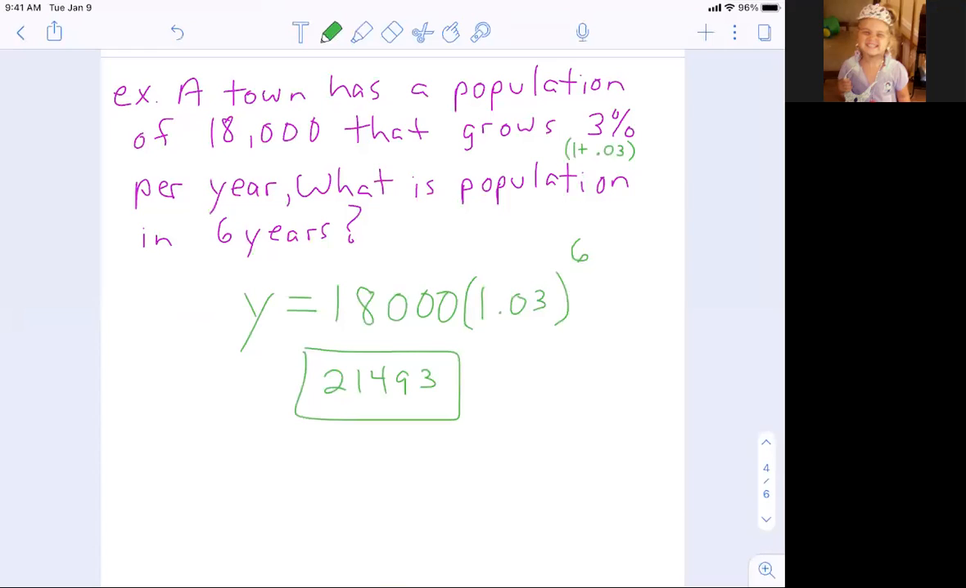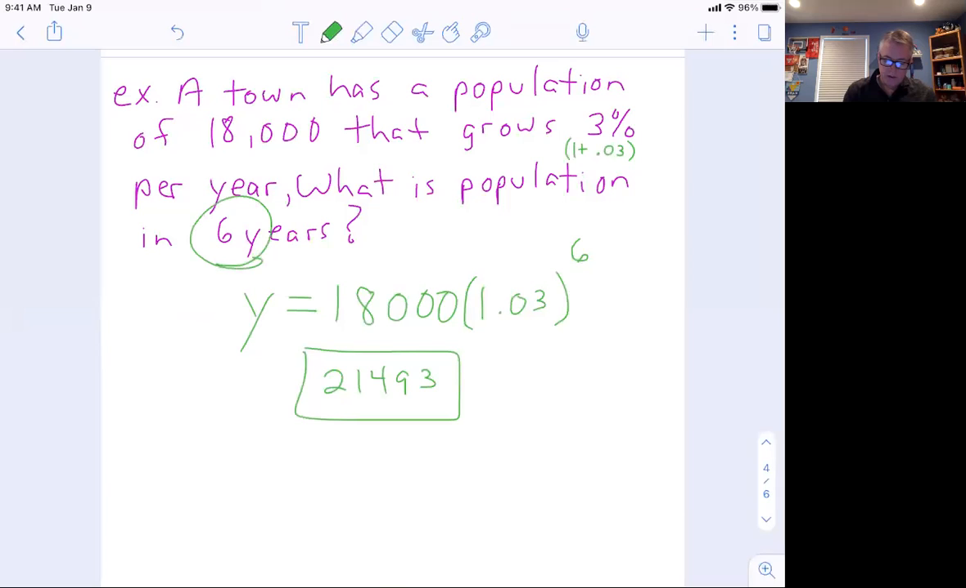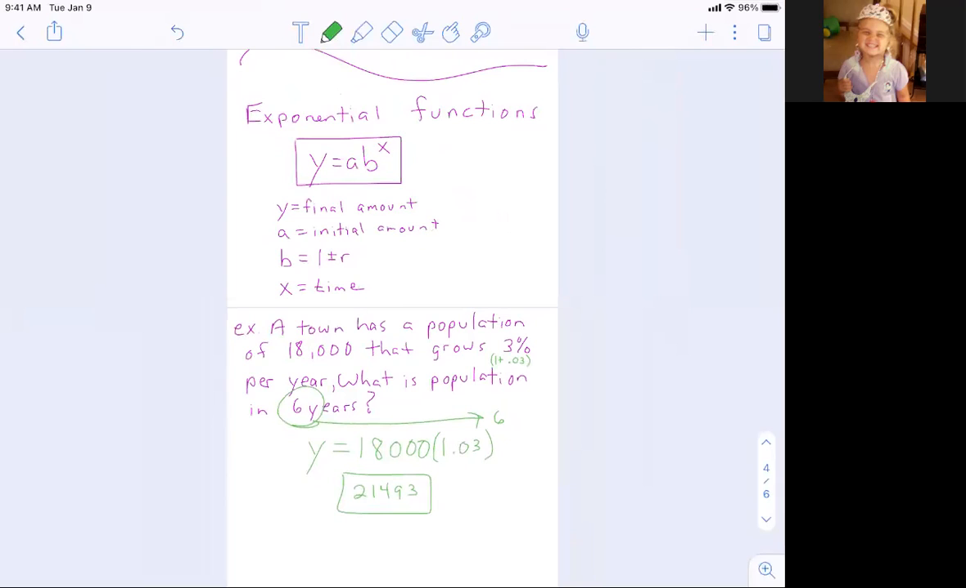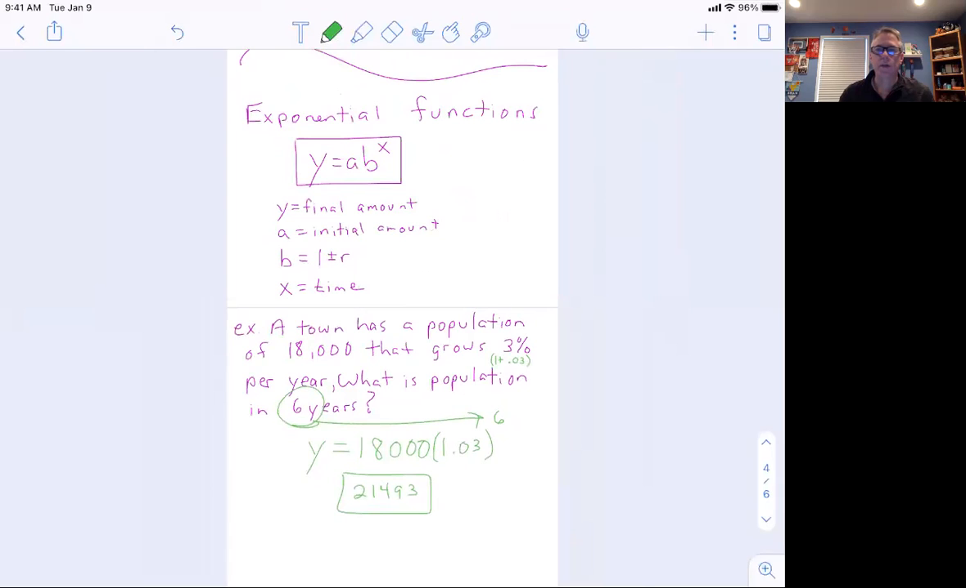So why is the 6 not multiplied, but it's an exponent? Yeah, the 6 is your time. So like here, remember X is your time. Oh, okay, now I understand. All right, good questions. Any other questions? We'll do another one, of course.